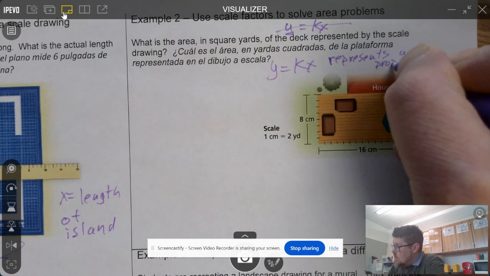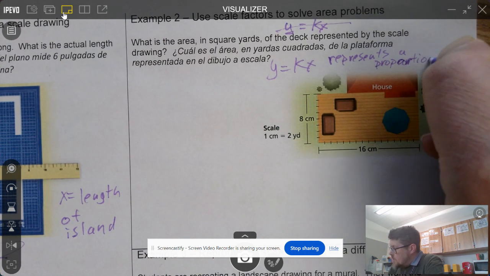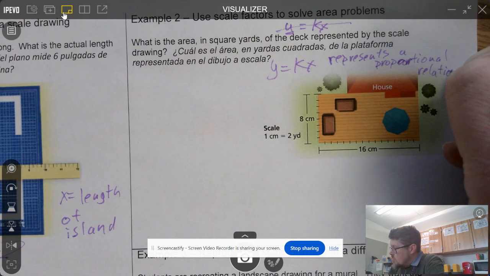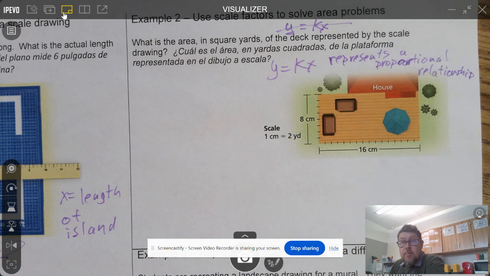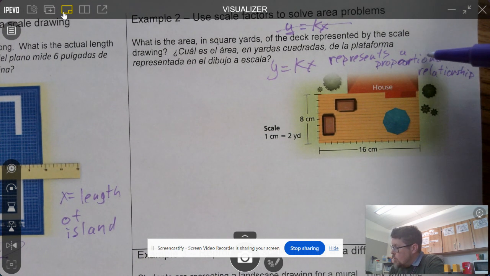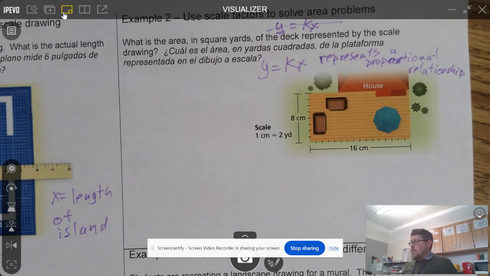And proportional. Man, I can't spell today. Might be kind of hard to write that. Just kind of wing it. Okay, proportional relationship. Proportional. Okay, so what we're going to do, we're going to break this up into steps.